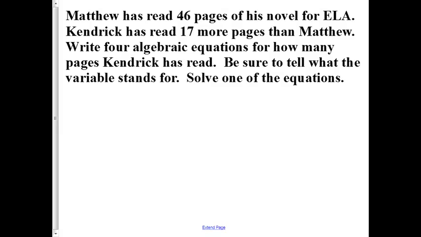Matthew has read 46 pages of his novel for ELA. Kendrick has read 17 more pages than Matthew. Write 4 algebraic equations for how many pages Kendrick has read. Be sure to tell what the variable stands for. Solve one of the equations.